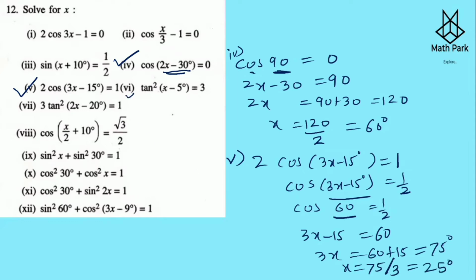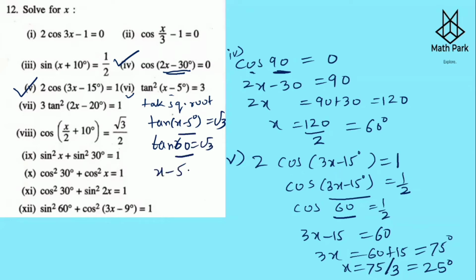Let us do the sixth one. We have tan square of x minus 5 is equal to 3. Take square root of both sides. So when we take square root of both sides, we get tan of x minus 5 degree is equal to root 3. Okay, now we know that tan 60 degree is equal to root 3. So this implies, comparing these two equations, x minus 5 is equal to 60 degree, or x is equal to 60 plus 5, which is 65 degrees. Sorry, for the sixth one we got x is equal to 65.